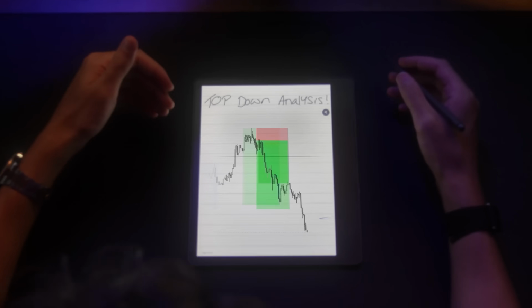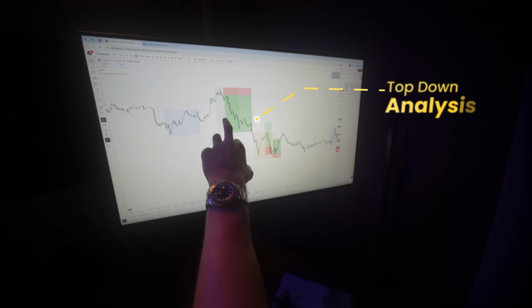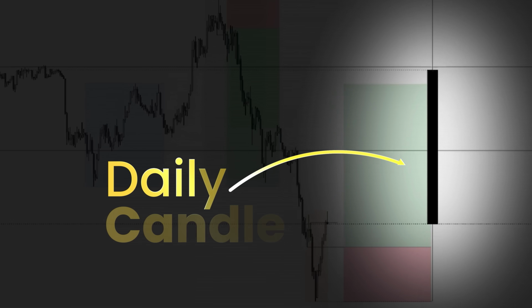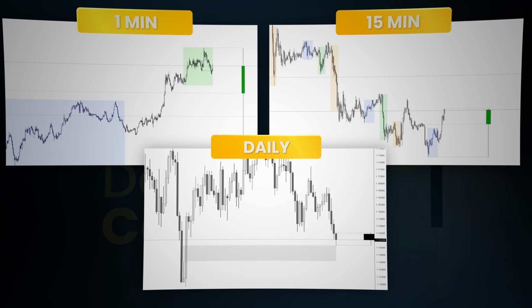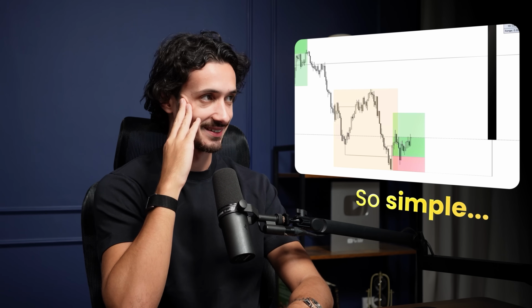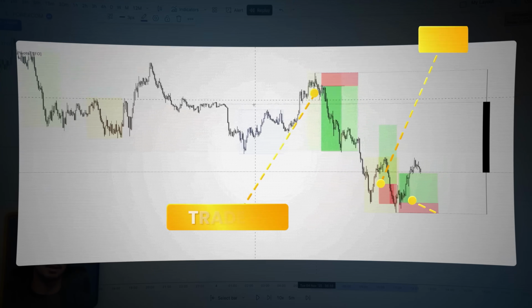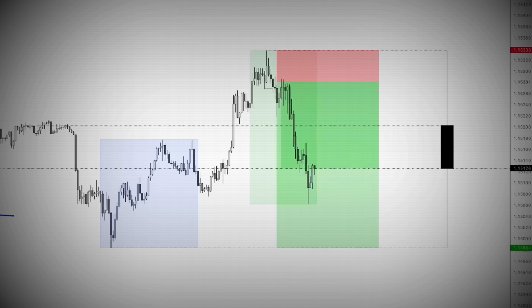If you can master top-down analysis like the way I'm going to share with you in this video today, you will have the keys to become profitable. Literally all you need is one candle and 3 time frames. What I'm about to share with you is so simple, it hurts my head. In today's video, I'm gonna break down step by step the 3 trades that I took following this one candle.